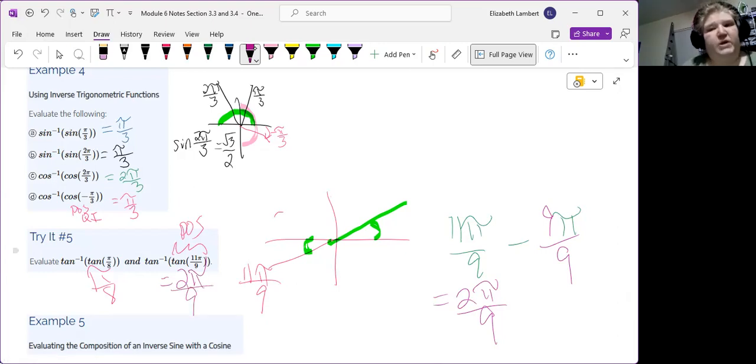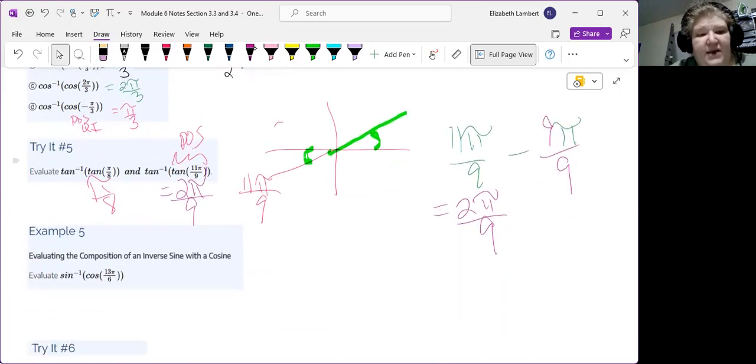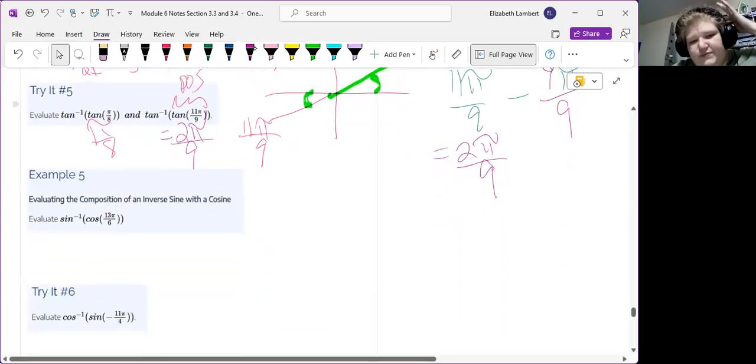All right, so some of them, what you see is what you get. Others, you have to consider, is this thing positive or negative? And then which quadrant of my restrictions on the inverse function has the angle that I want, the sign that I want, like the positive or negative.